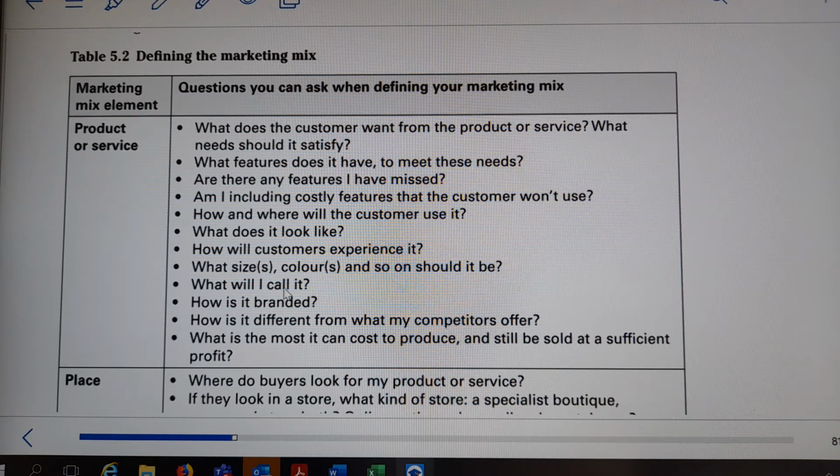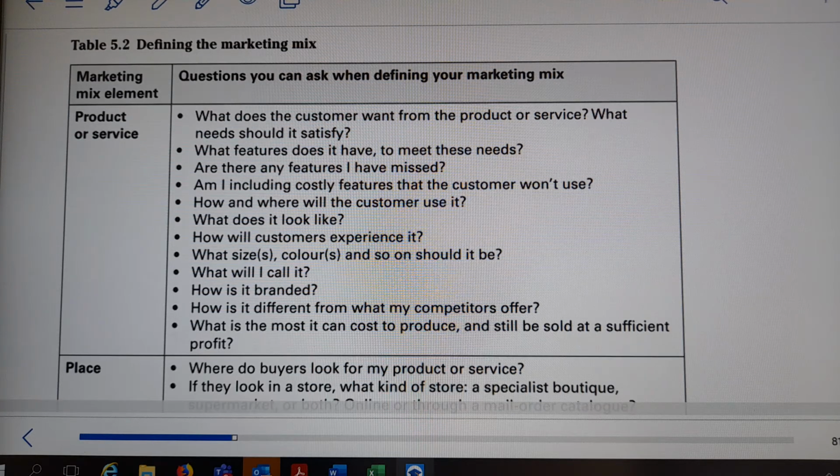And what can I call this product? How should it be branded? How is it different from what my competitors offer? And what is the most it can cost to produce and still be sold at a sufficient profit? Very important, because any business needs to make profit. And then what are the questions to ask about the place?